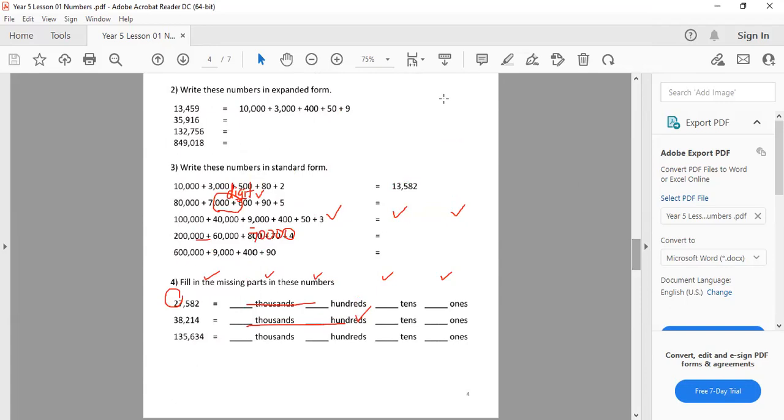They have given you the expanded form, okay. For example, they have given you 10,000, 3,000, 580, and 2. All you need to do is make the complete number. What will you get? Add up everything. Okay, so I'll give you a few minutes to complete this.